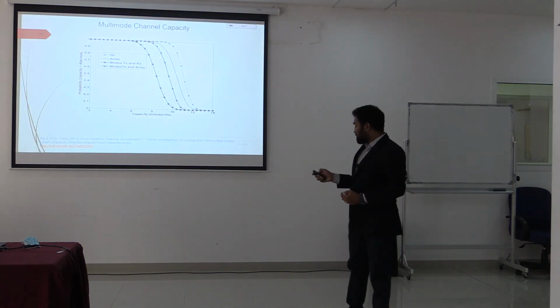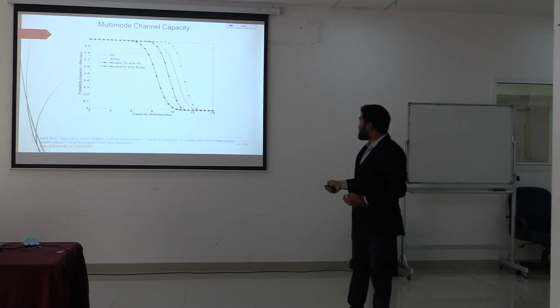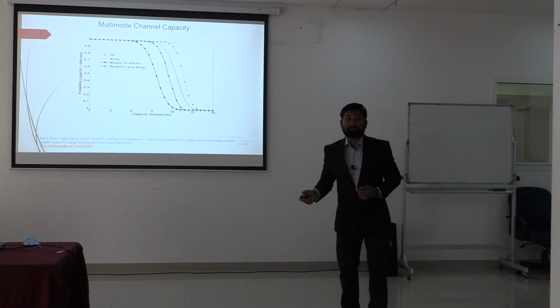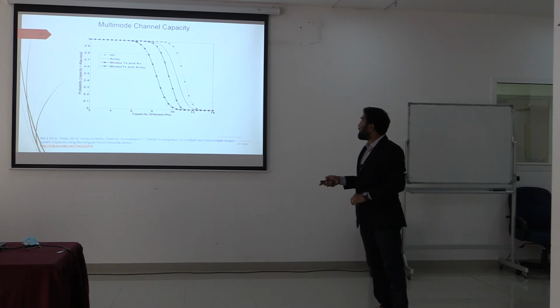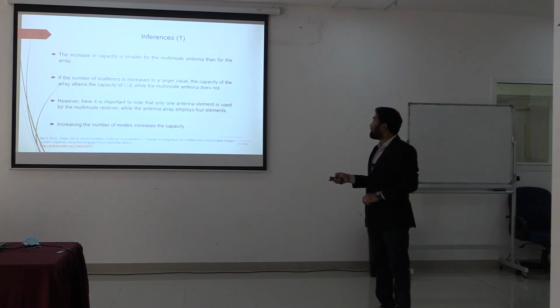I'm sorry. So now you can see that the capacity is almost the same for the given probability of error. So when we compared with these array antennas, these multimode antennas behave in a different manner.